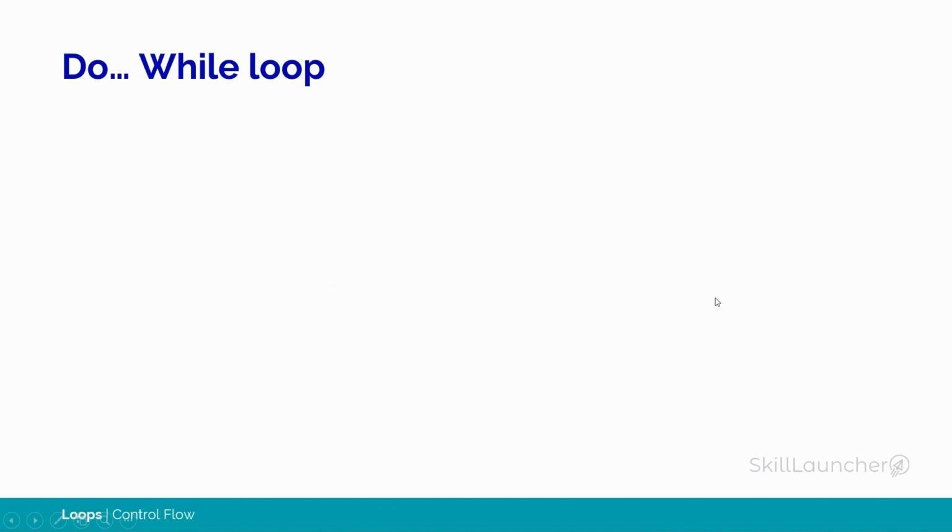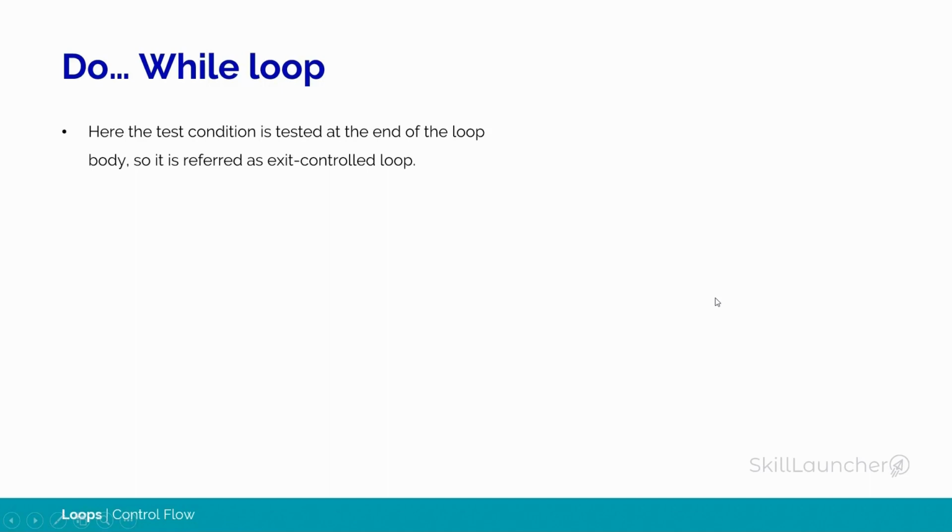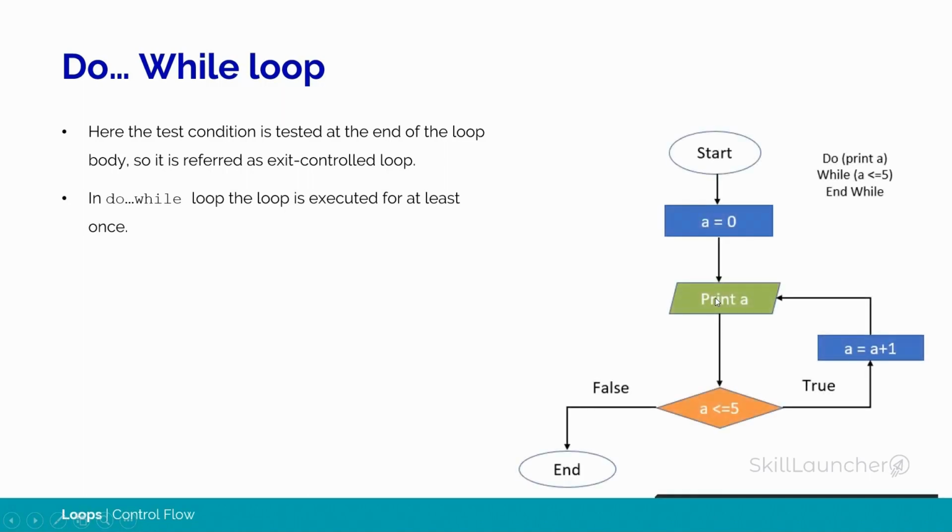Now comes the exit control loop, that is the do while loop. In do while loop also, the loop execution is terminated on the basis of test condition. The main difference between do while loop and while loop is, in this, the condition is tested at the end of the body. Therefore, it is known as exit control loop, whereas the other two which we discussed previously are known as entry control loops. It is interesting to know that in do while loop, the loop body will execute at least once, irrespective of the test condition. Let us look at the flowchart.